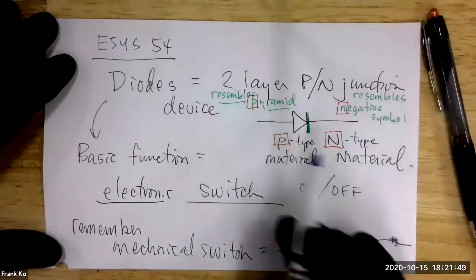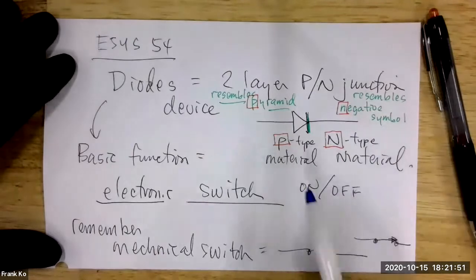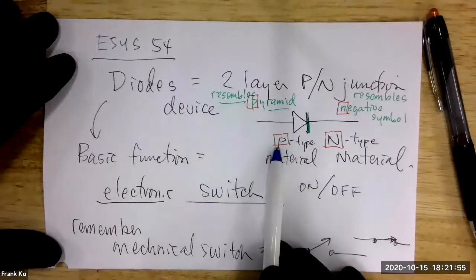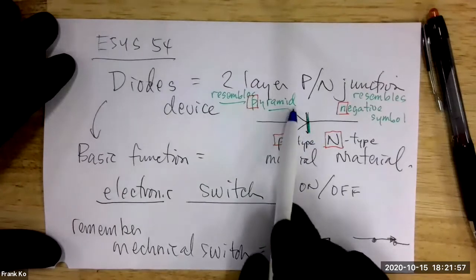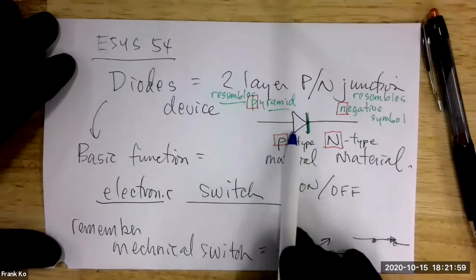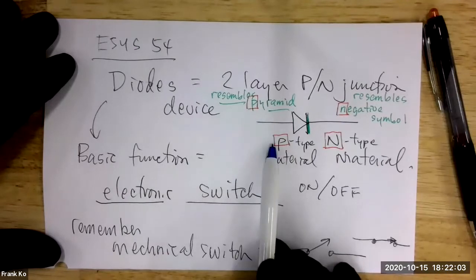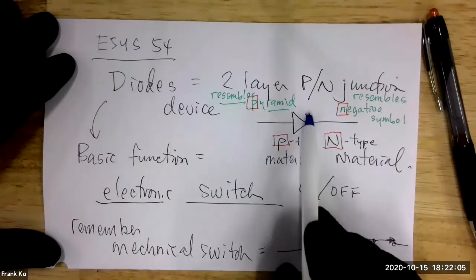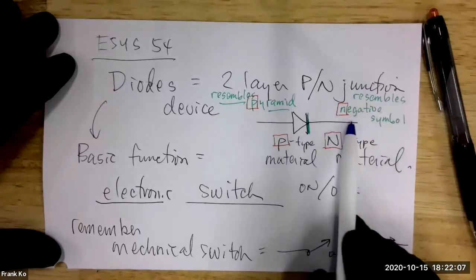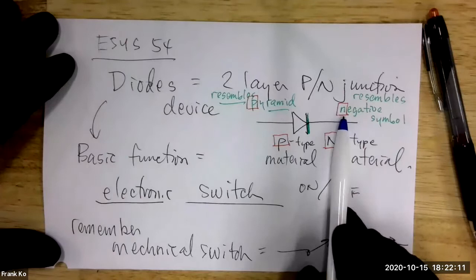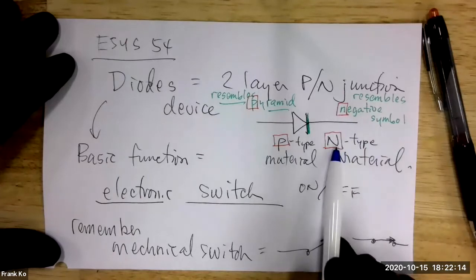Once they're formed into N and P, then the way that you designate and remember what type of material is on which side of the symbol: this is shaped like a what? Pyramid. Pyramid starts with what letter? Therefore, what material is here? P-type. This bar here resembles what symbol? Negative symbol. The word negative starts with what letter? N. Therefore, this is N-type.